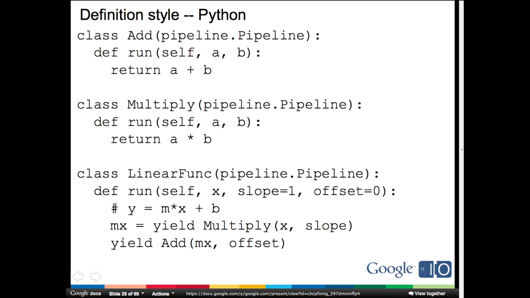So you may remember a linear function is y equals mx plus b. So here I'm using the Python yield statement, yield a new multiply child pipeline, give it the parameters x and slope, take mx, which is the future, it's a future value, take that future and then pass it to add, and then also add offset to there. Yield that job also, and then basically return the result. So this is really simple syntax, but what happens is that multiply and add can actually be scheduled to run in the future. They don't have to be run synchronously.